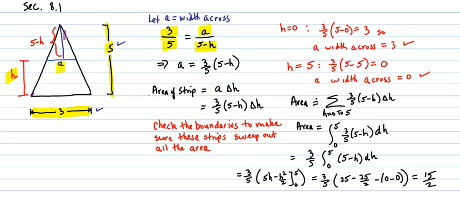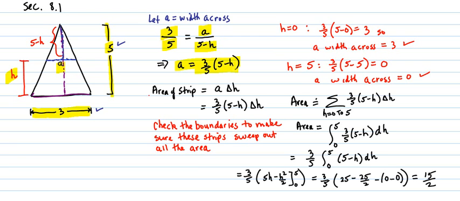Now to help you see that, you can see that the 5 altitude comes all the way here. And you can see that the base 3 is to its altitude 5 as the A base is to its altitude, which is 5 minus h. Okay, so now we have this relationship, solving for A, the width across.